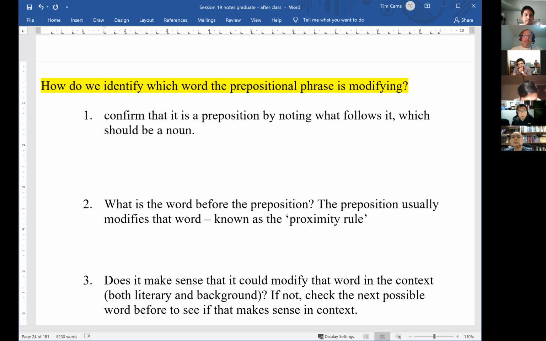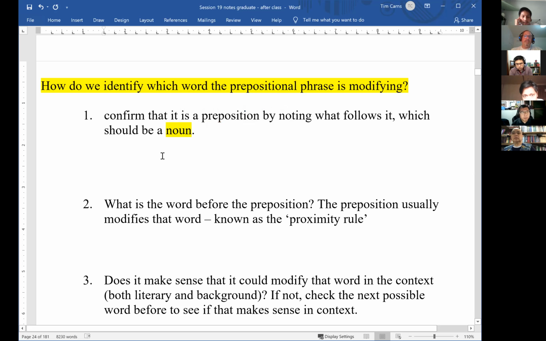So here I've got basically four steps, if you will, to do that. And I'm hoping that if we do enough examples, in your mind you don't have to go through these steps one by one. They'll just come together. But the first thing we need to do is to confirm that the word we're looking at is a preposition. All right? And we do that simply by noting what follows it. Okay, a preposition will be followed by a noun.